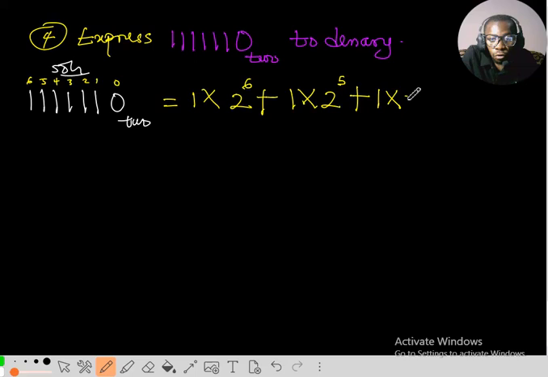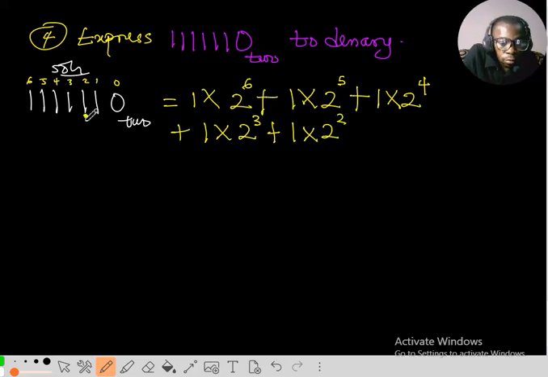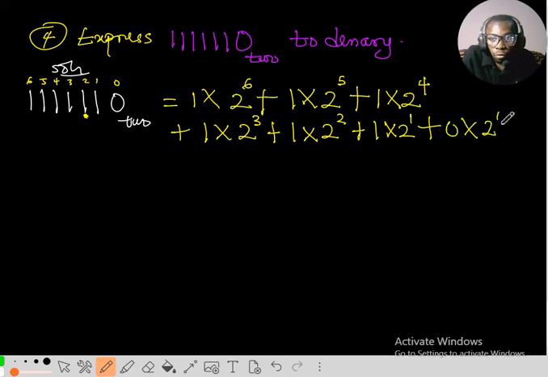base 2 and the power is 4, plus 1 again times the base 2, then the power is 3, plus 1 again times the base 2 and the power is 2. This is where we are now. So we have one more, plus 1 times 2 and the power is 1, plus lastly 0 times the base 2 raised to power 0.